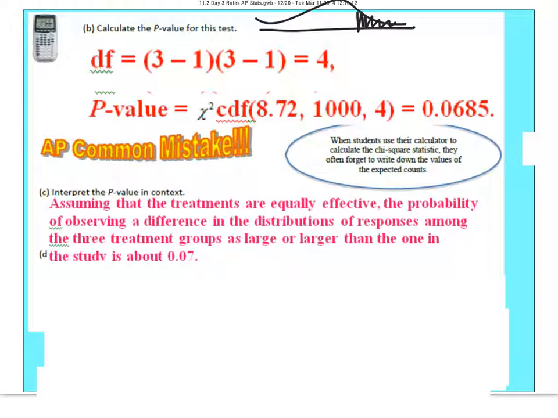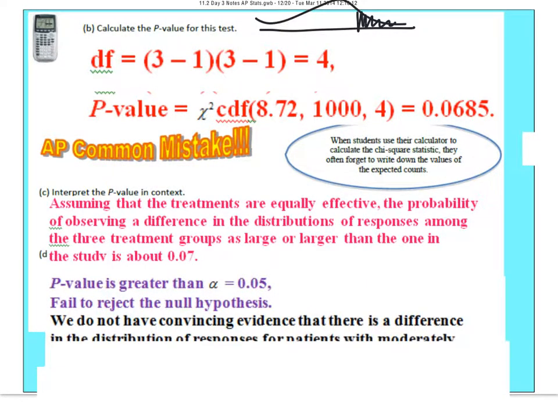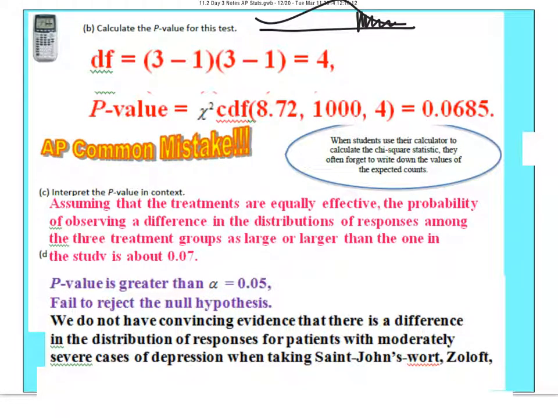Okay, let's do our conclusion. In this, the p-value is greater than alpha, so 0.07 is greater than 0.05. Therefore, we are going to fail to reject the null hypothesis. Now be careful in the conclusion. The easiest way to say this: we do not have convincing evidence that there is a difference in the distribution of responses for patients with moderately severe cases of depression when taking St. John's wort, Zoloft, or a placebo. The easiest way to do this is just to take H sub A and say, we do not, and you should be just fine. However, keep in mind, if we had rejected H sub O, we would just conclude H sub A as it's stated in context.